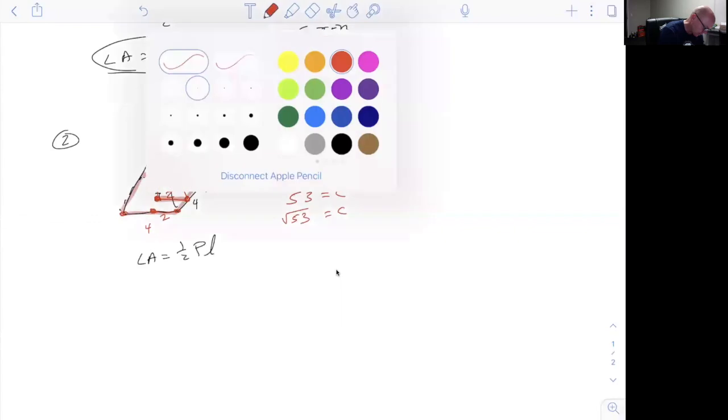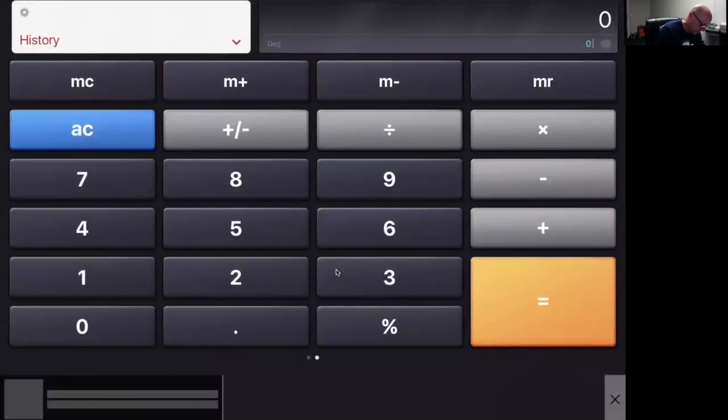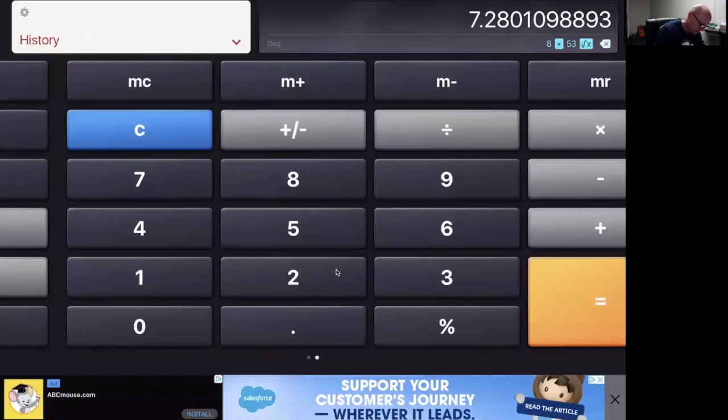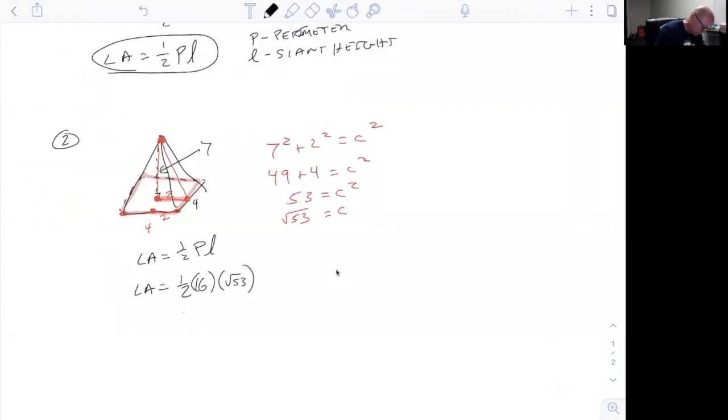So let's put that information in. The lateral area then would be half the perimeter, which is 16, times that slant height, which is the square root of 53. And I'll put that into my calculator. 8 times the square root of 53 is 58.24. So 58.24 would be the lateral surface area of this figure.